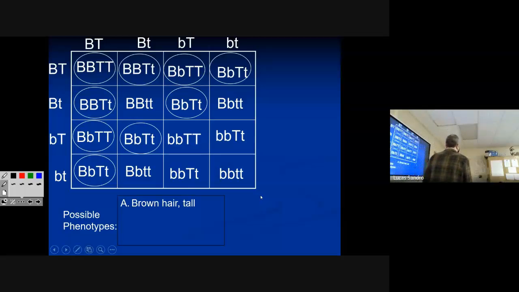Right? Those are all the ones that have at least one big letter for both genes. Good so far? And keep in mind that whatever these numbers add up to, it better be 16. Right? Because there's 16 boxes in this square. So however many numbers we have, they better add up to 16. So 9 is our first number.